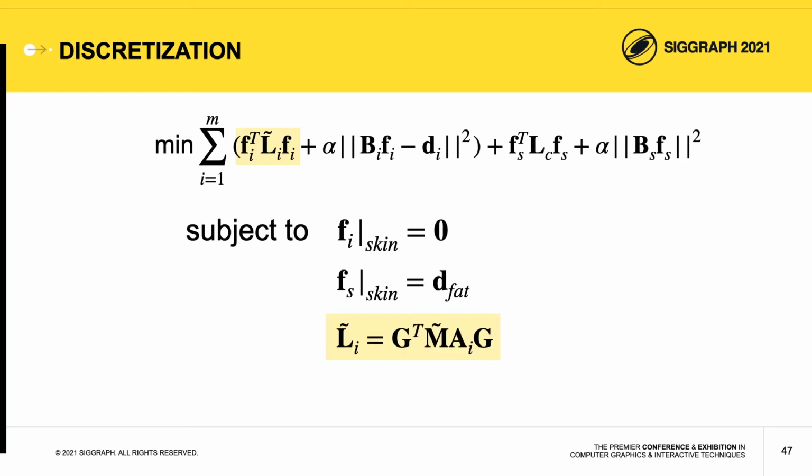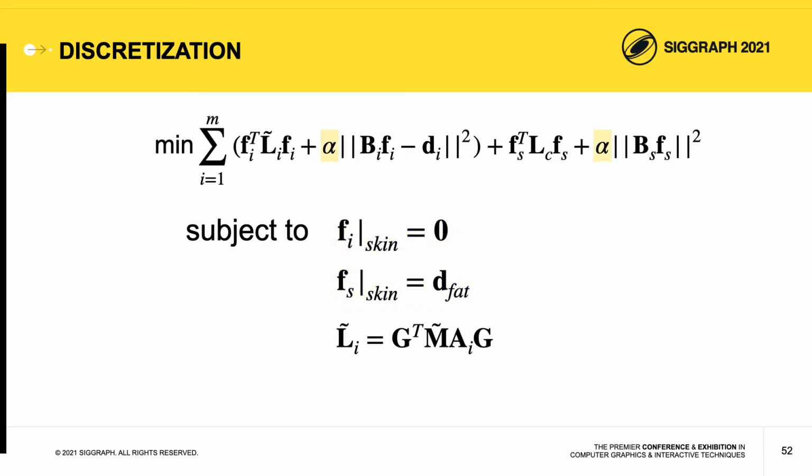So we can now write the discrete version of our Dirichlet energy and our constraints. Here, L_i tilde is the anisotropic Laplacian defined using gradient matrix G, the mass matrix M tilde, and the matrix A_i. L_c is the standard cotangent Laplacian. This term represents the constraint of a tissue value at the collocation points, and this term represents the constraint of the function to have a value of 0 at all collocation points. And finally, the two hard constraints representing tissue values at the skin vertices of muscles and fat functions.